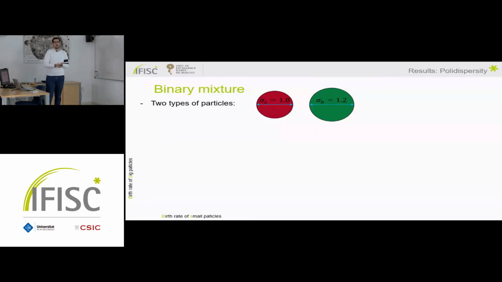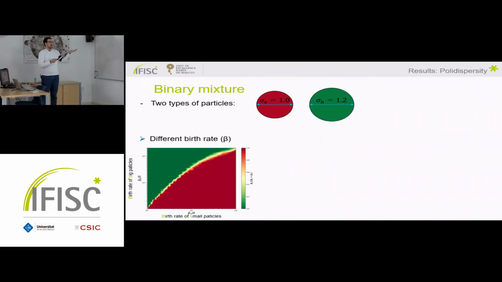Okay, how can we reach a coexistence then? Changing the different parameters. The first that we can change is the birth rate. We have a birth rate for the smaller particles, like red, and a birth rate for the green particles. If it's equal, the red one wins. But if the birth rate of the green ones is bigger, what happens? Depending on the birth rate, we see this is the fraction of red particles. That means when it's one, it's dominated by red. When it's zero, it's dominated by green. And in between is coexistence. Then we see that we reach a part with the coexistence.